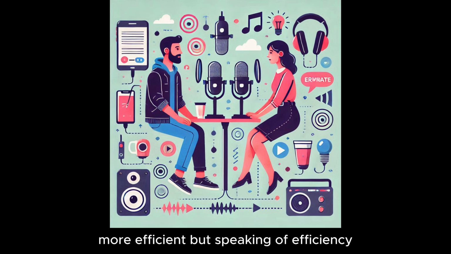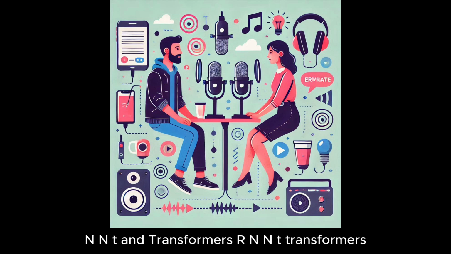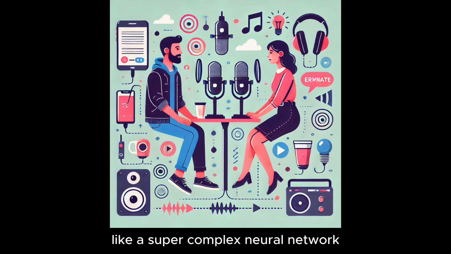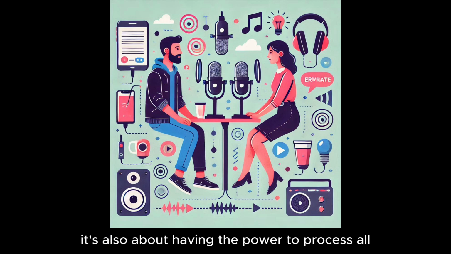But speaking of efficiency, how large are these code switching systems? Are we talking room-sized computers? Well, they are complex, but not quite room size. We're talking about large, deep learning models like RNNT and transformers. RNNT transformers. Those sound pretty intimidating. Basically, they're vast networks of interconnected nodes, like a super complex neural network. They process tons of data to learn patterns and make predictions. So it's not just about algorithms, it's also about having the power to process all that data.